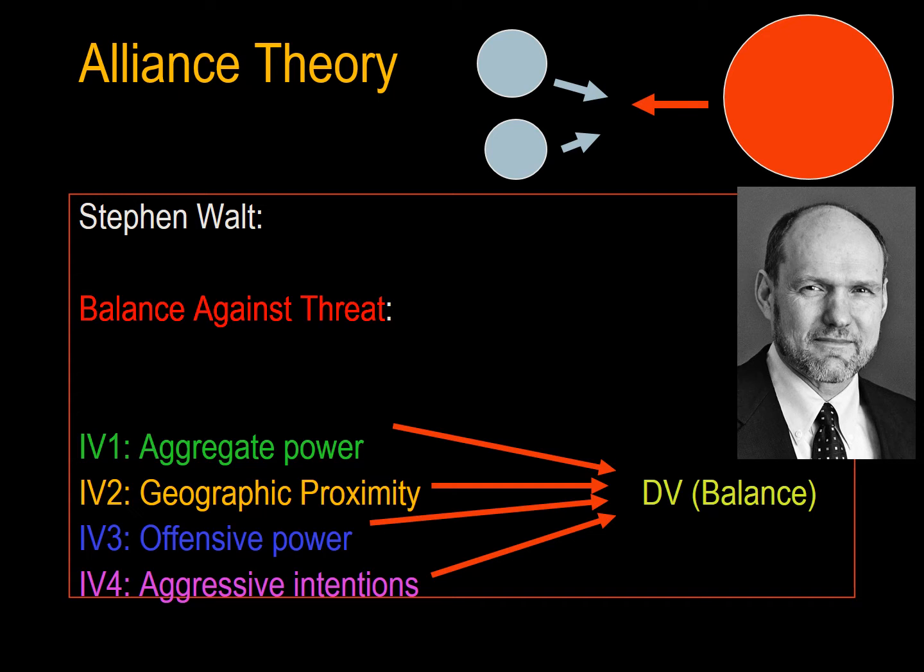So it's basically balance of power, which is incredibly simple and parsimonious, versus balance of threat, which is more complicated. Where balance of power would predict a minimum winning coalition, the balance of threat is able to explain why we have occasionally overwhelming coalitions.